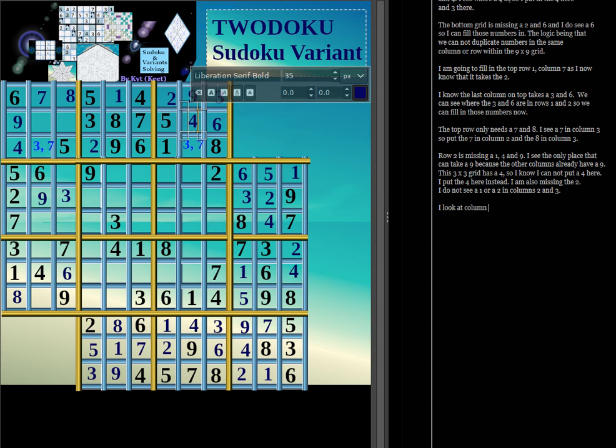I look at column 2 and see what numbers it is missing. 1, 2, 3, 5, 8. Notice something. We have a 7 right here. This means that our pencil marks can change to a 3 here and a 7 here.